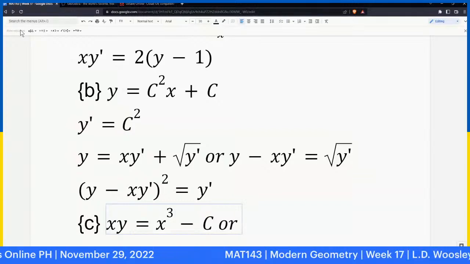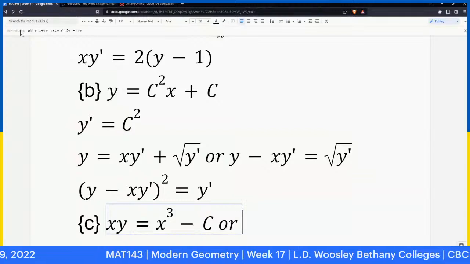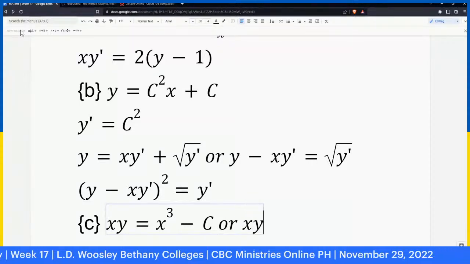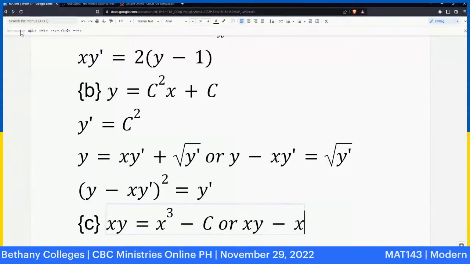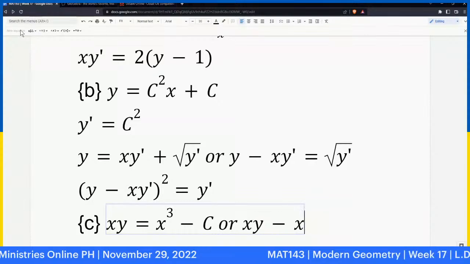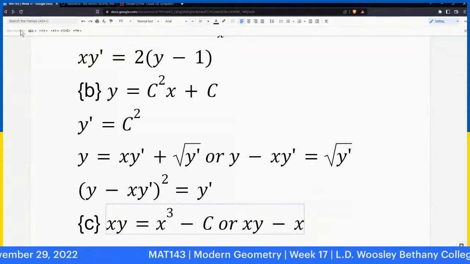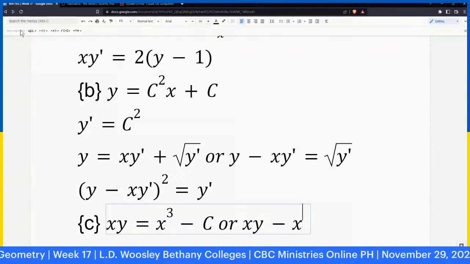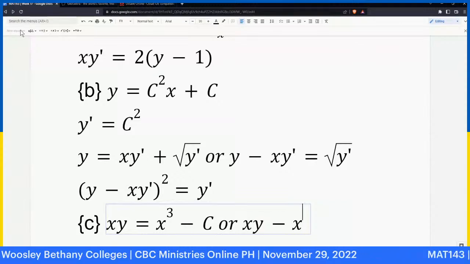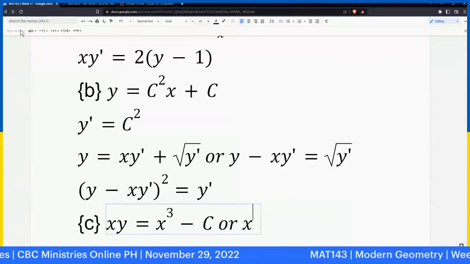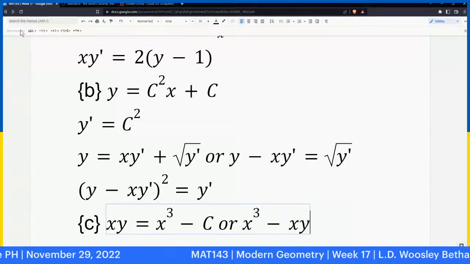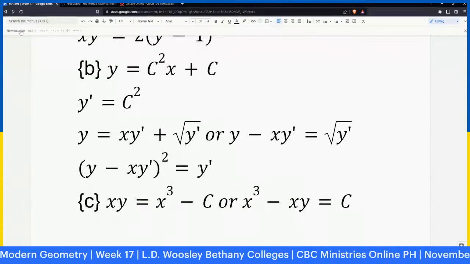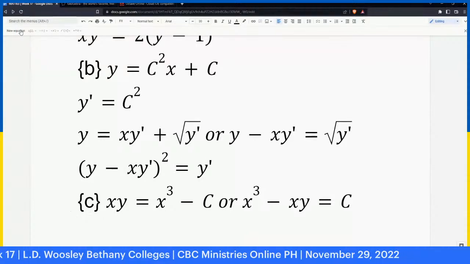X cubed minus xy. Alright, so we have here xy minus x cubed is equal to c. Correct. Ano po siya? X cubed minus xy po. You reverse already. Okay, x cubed minus xy is equal to c. Alright? Okay, give me the differential, the derivative in the derivative format.